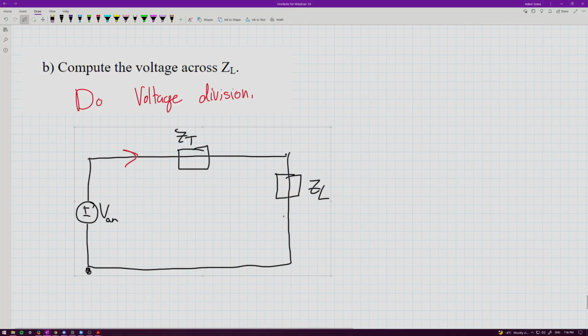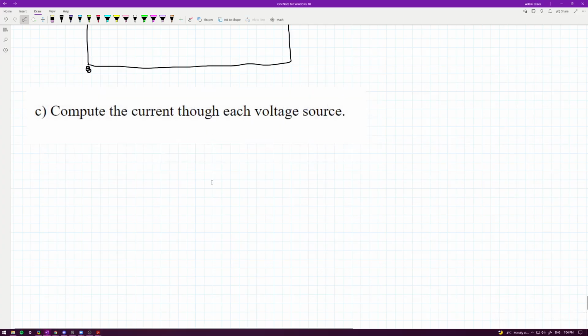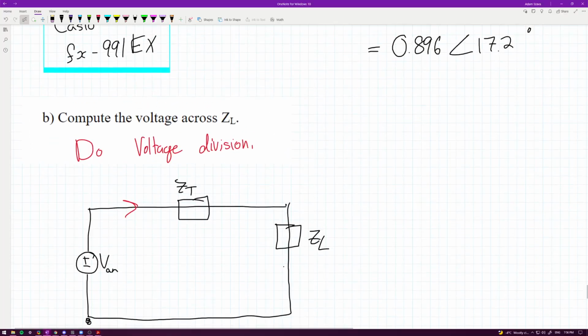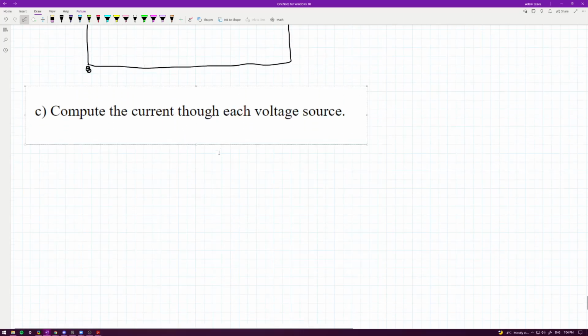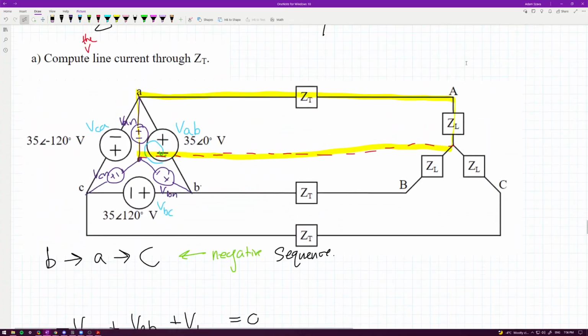Let me know. Next is compute the current through each voltage source. I sadly don't have the final answer. This test doesn't have any answers on it, but I'm fairly confident we're doing everything right. Compute the current through each voltage source. A little tricky. So let me see how I did it here. This is what I was talking with people about earlier.